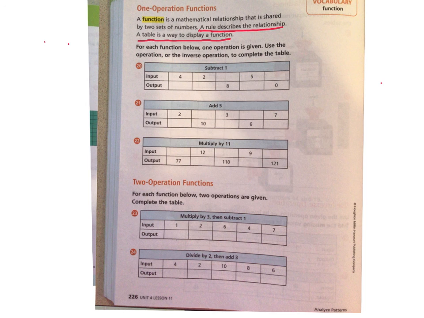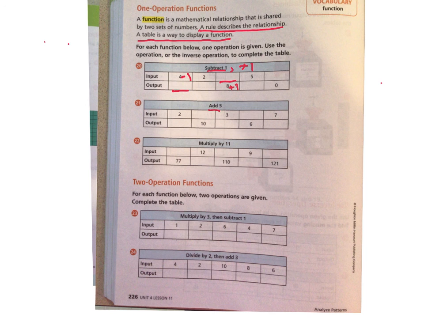So let's look at the first one. My rule is subtract 1. What's the inverse or the opposite of subtract? It would be addition. So it's either going to be subtract 1 or plus 1, depending on which way you're going, up or down. If you're trying to figure out a bottom number, you're going to minus 1. If you're trying to figure out a top number, you're going to plus 1. Same thing on all of these.